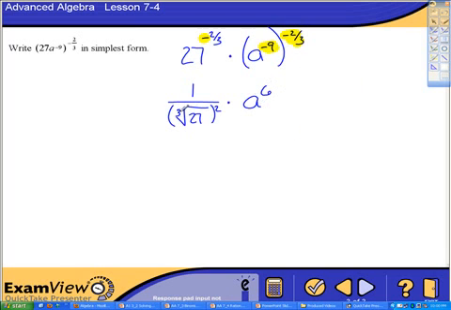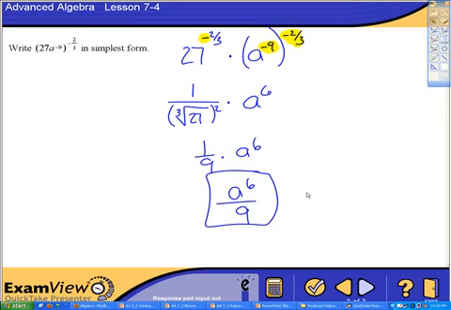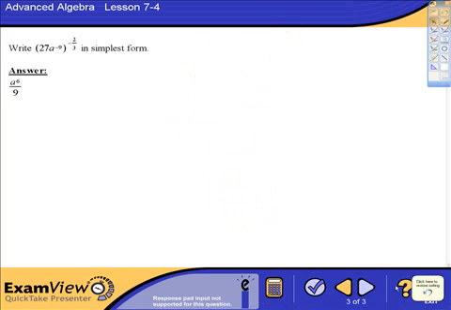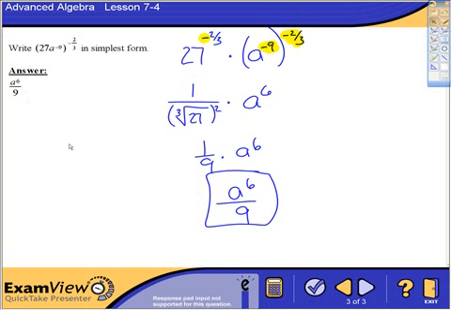Let's evaluate this. The cube root of 27 is 3, and 3 squared is 9. So that's the same as 1/9 times a to the 6th, which we would probably write as a to the 6 over 9 for a final answer. Check that with the software here, make sure they got the same thing. They got a to the 6th over 9. Study that if you need. Pause if you need to.